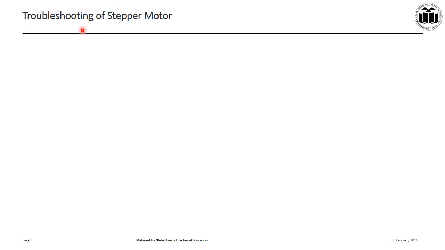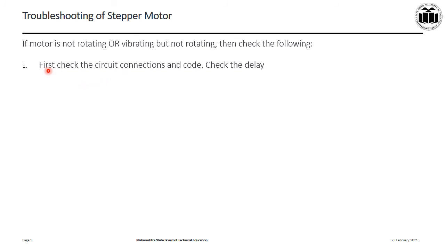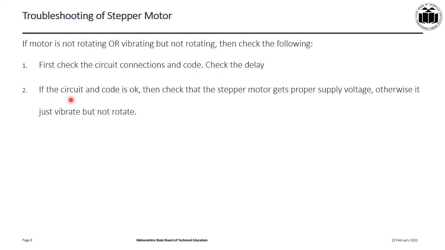Let's see the troubleshooting of stepper motor. Now, if the motor is not rotating, or vibrating but not rotating, then check the following. First, check the circuit connections and code. Also check the delay. If circuit and code are okay, then check that the stepper motor gets proper supply voltage. Otherwise, it will just vibrate and not rotate.